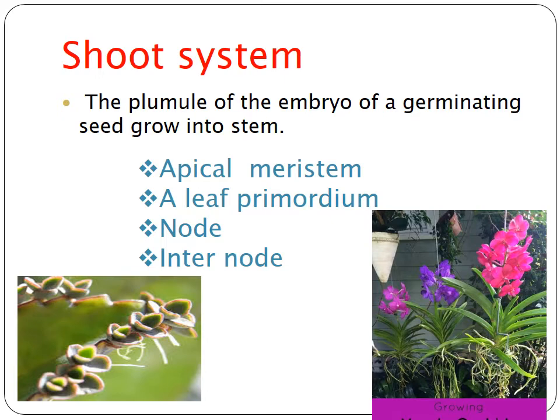Okay, so these are the four key points, and you can write about the shoot system and its definition, and study based on these four key points. In your book you can also underline them. There are four points: first is the apical meristem, second is the leaf primordium, third is the node and fourth is the internode. This is very important.